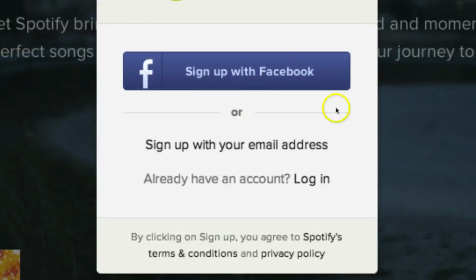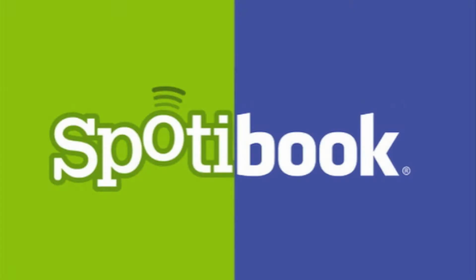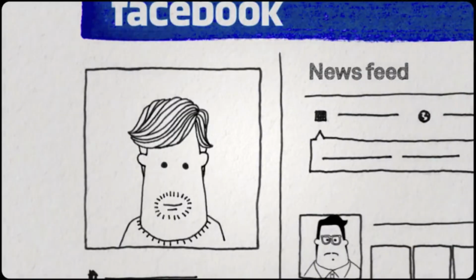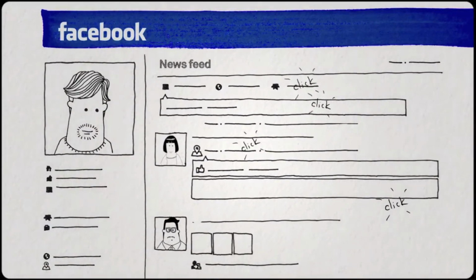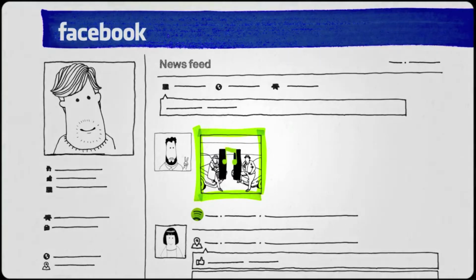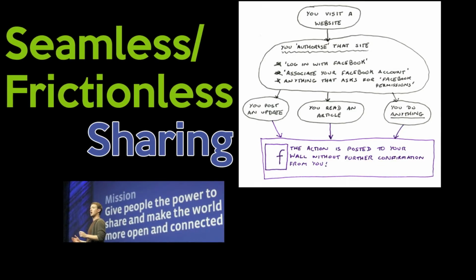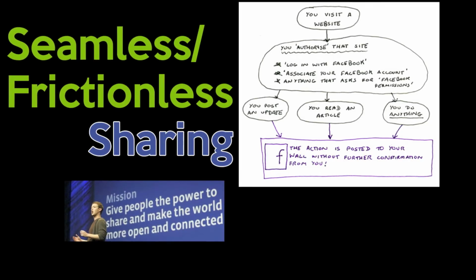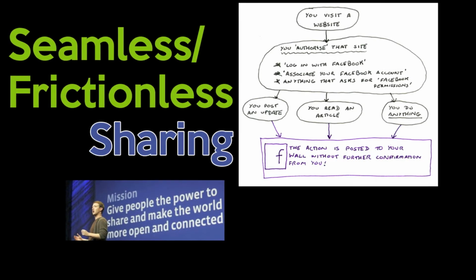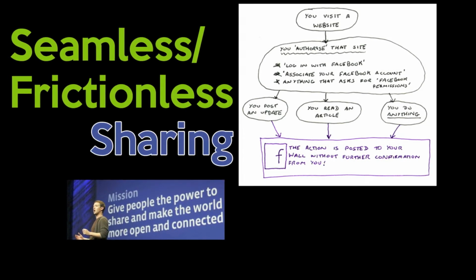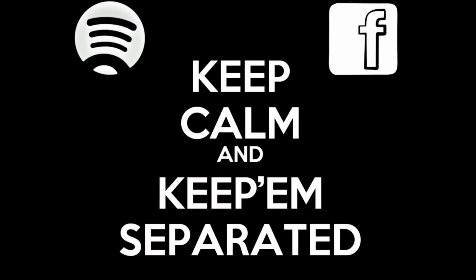Here's what these two options really mean. Signing up with Facebook will streamline the account creation process by fusing the two accounts together, that being your Spotify account and your Facebook account. When you choose this option, your Spotify account will be set up to share your listening activity to your Facebook profile by default. This is a concept called seamless or frictionless sharing. This is all great if you're into sharing everything with everyone.